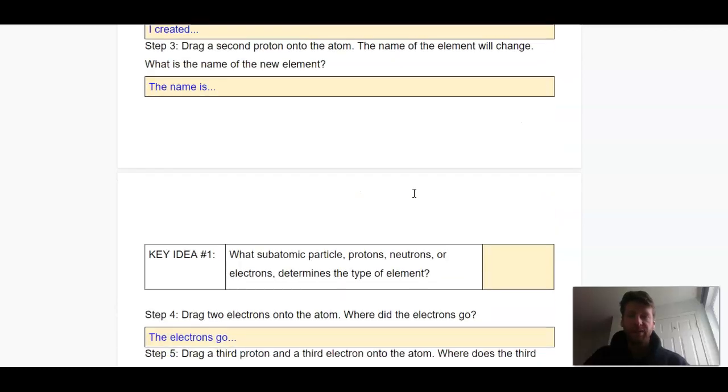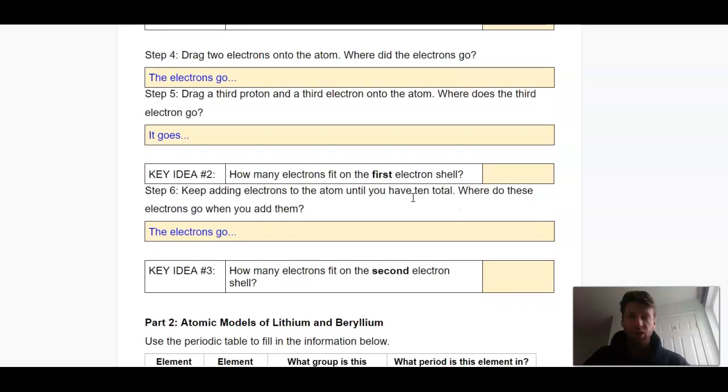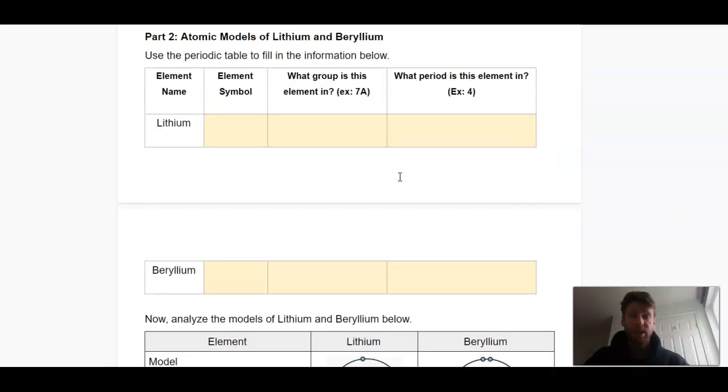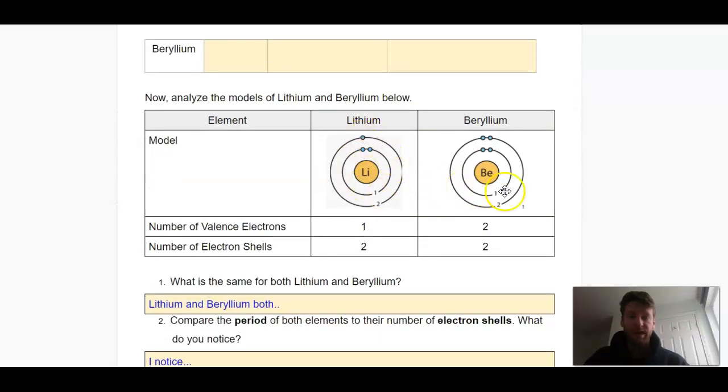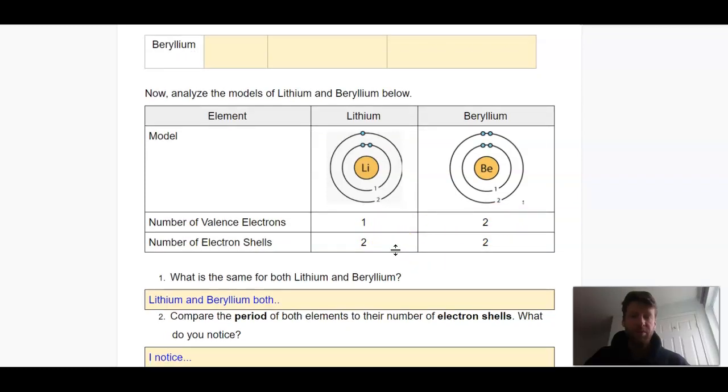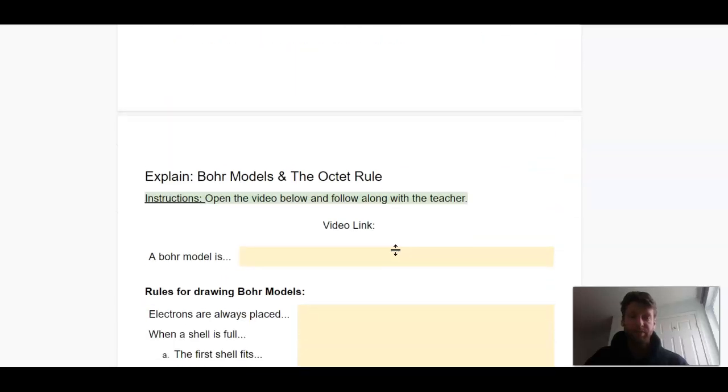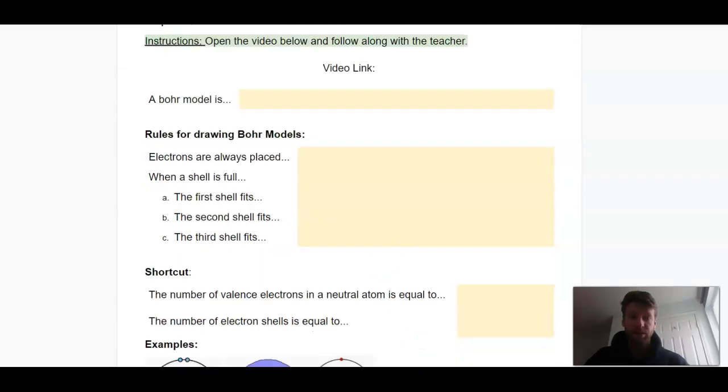Then you should have completed the PhET. You should have learned how many electrons fit on the first and second electron shell. And then you should have analyzed two models of lithium and beryllium. These models tell you how many electron shells there are and how many valence electrons there are. If you compared them to the actual periodic table, you should have noticed a very important pattern. Let's dive in.